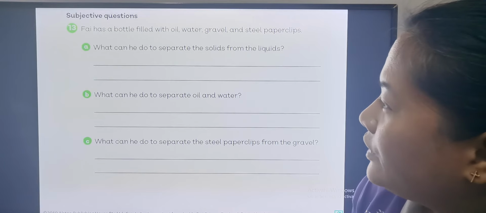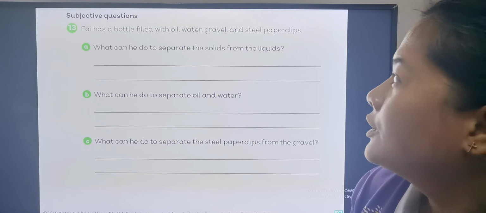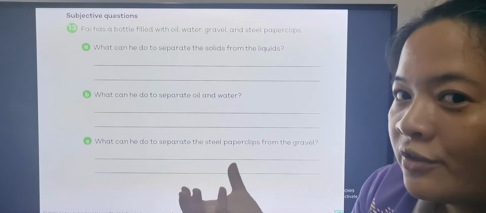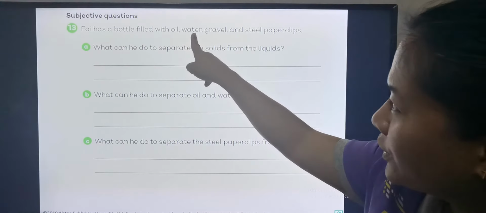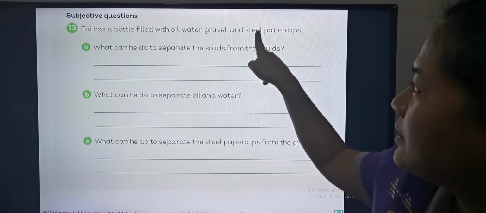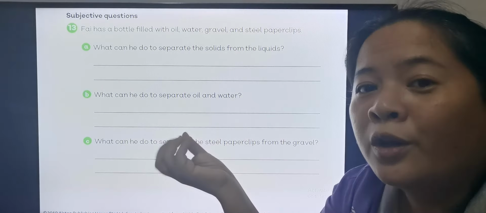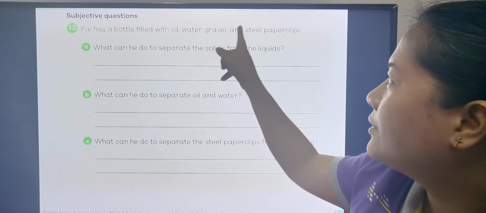Okay, number 13, Phi has a bottle filled with oil, water, gravel, and steel paper clips. So you have a mixture, okay? You have a mixture of more than two substances. You have oil, water, gravel, and steel particles, okay? Gravel is like small rocks, okay? So you have oil, water, gravel, and steel.